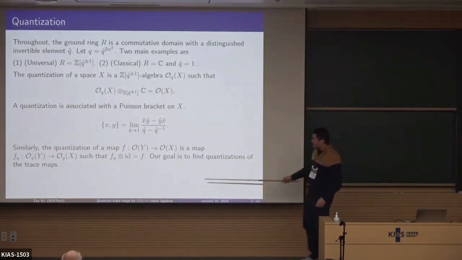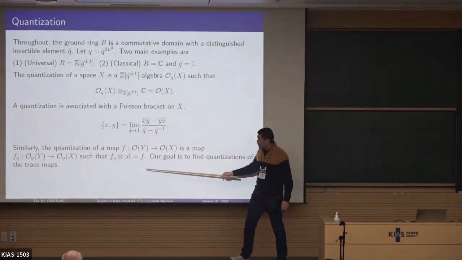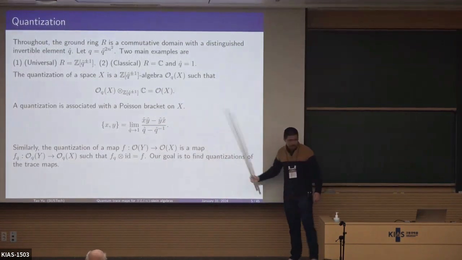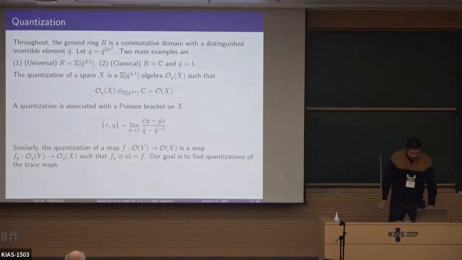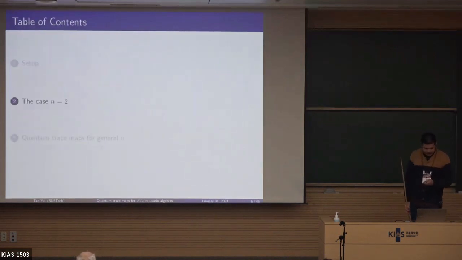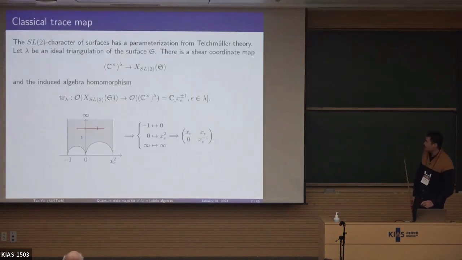Of course, we are also talking about quantization of a map, and it's the same situation. If you tensor with the identity map on C, you should recover the classical map. So our goal will be finding a quantization of the classical trace map. And now we're going to see what's happening with n equals 2.